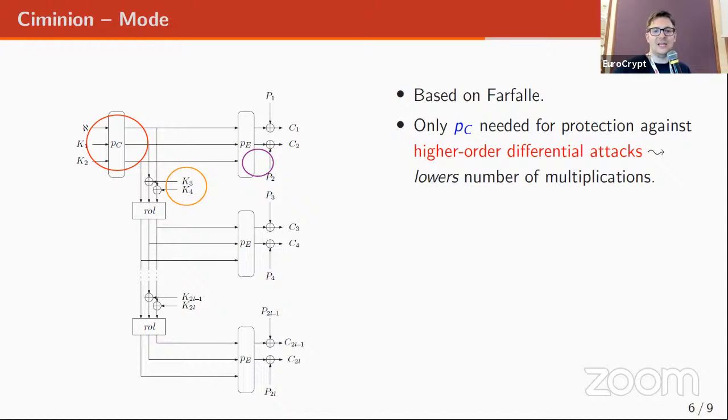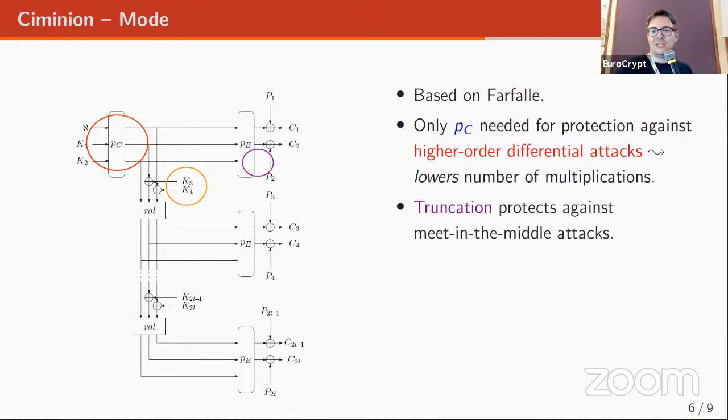So I should say that in this kind of cipher, the main threat is algebraic attacks. So higher order differential attacks, interpolation attacks, that kind of stuff. And this PC is again making sure that the degree is large enough, and it's only computed once. So computed once in the sense of it does not really depend on the number of ciphertexts that are being generated.